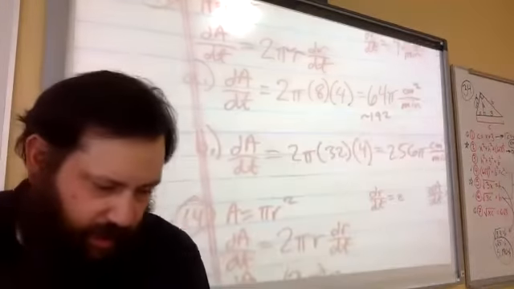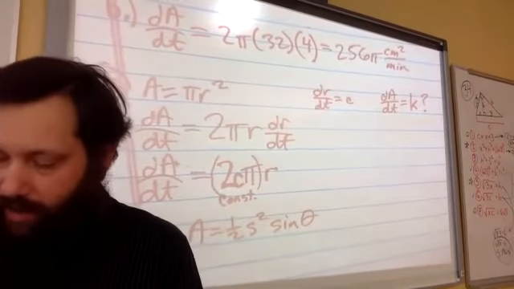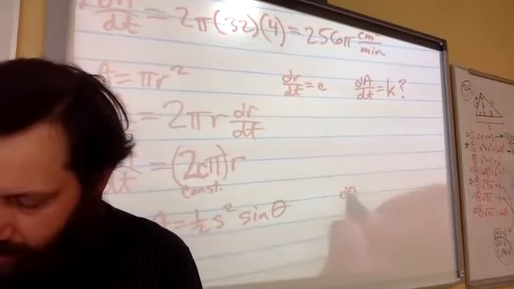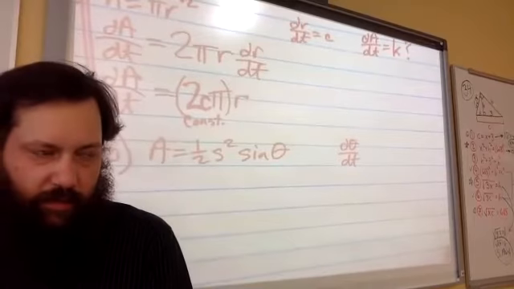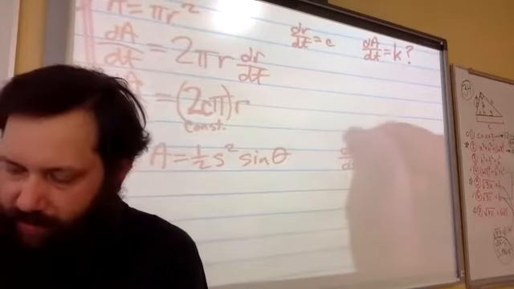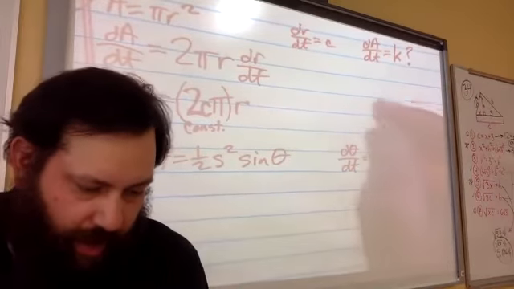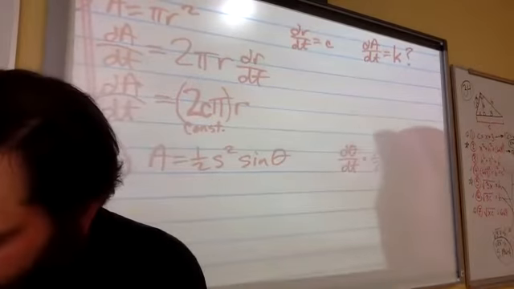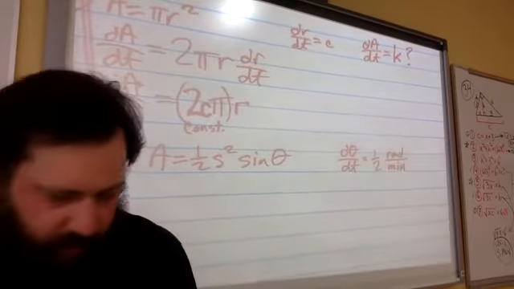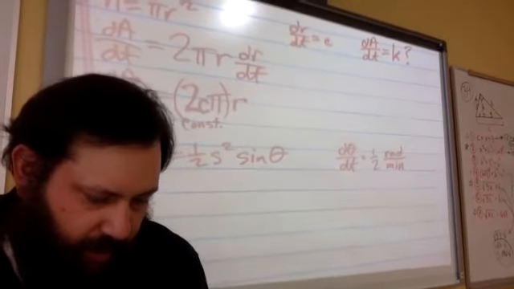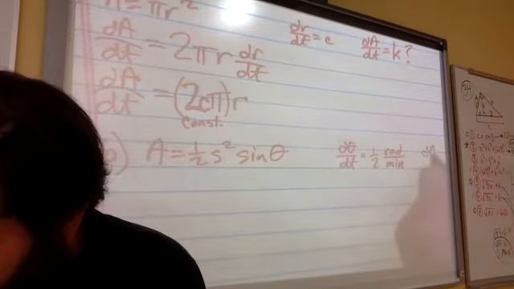So 15 says if theta is increasing at a rate d theta/dt, you got to get used to the words increasing and decreasing. If it's increasing, that means we've got a positive value of 1/2 radian per minute. I do write the units here, but I don't always keep them around for very long. Find the rate of change of the area, so find dA/dt.